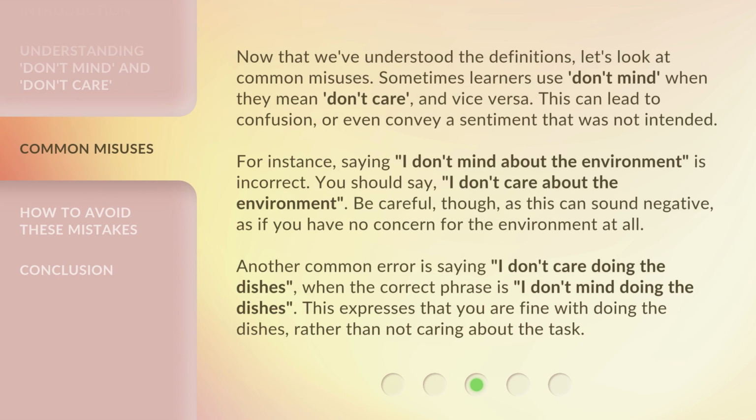Now that we've understood the definitions, let's look at common misuses. Sometimes learners use don't mind when they mean don't care, and vice versa. This can lead to confusion, or even convey a sentiment that was not intended. For instance, saying, "I don't mind about the environment," is incorrect. You should say, "I don't care about the environment." Be careful, though, as this can sound negative, as if you have no concern for the environment at all.